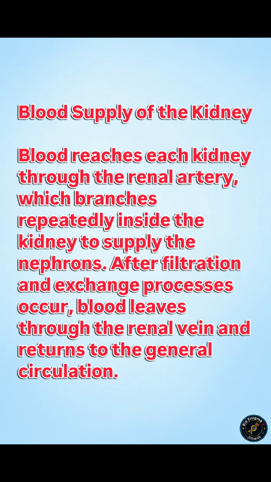Blood supply of the kidney. Blood reaches each kidney through the renal artery, which branches repeatedly inside the kidney to supply the nephrons. After filtration and exchange processes occur, blood leaves through the renal vein and returns to the general circulation.